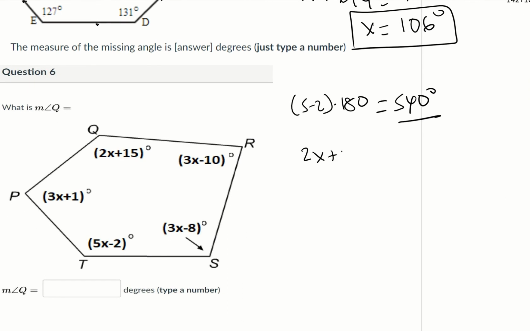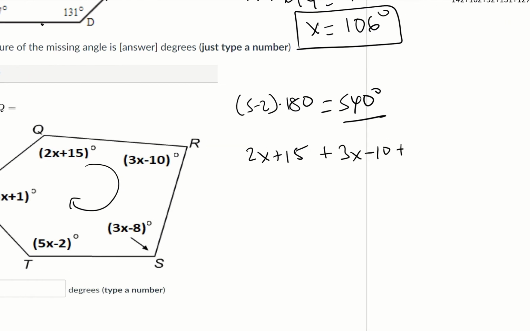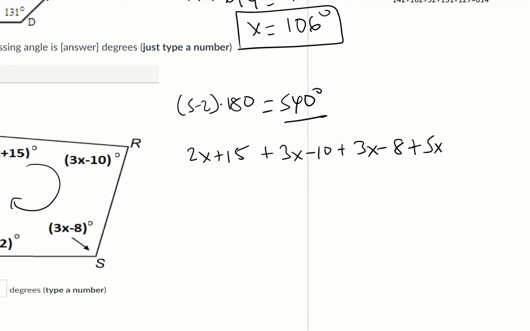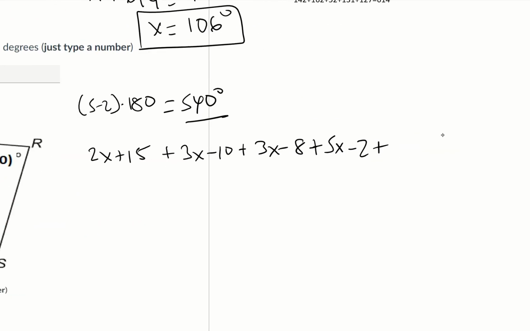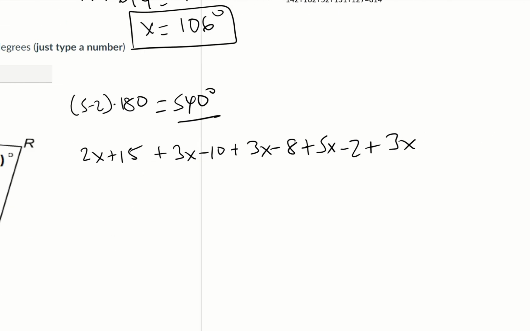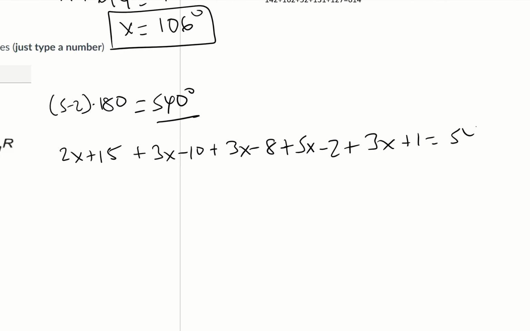So we're going to add up all of them, starting from Q and working our way around. It doesn't really matter the order that you add them. I just add them in a specific order, just, you know, to make sure that I get all the angles and keep track of them. And they should equal 540.